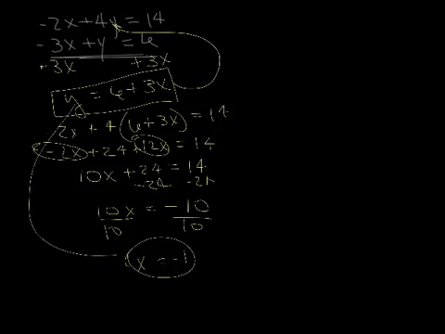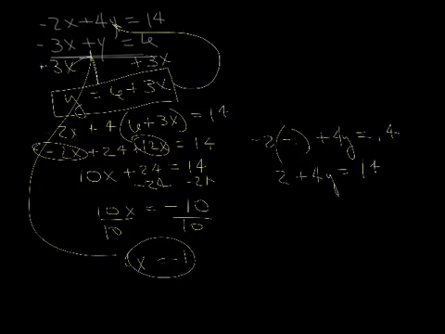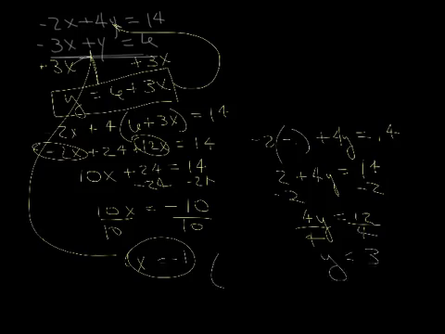Then I take my negative 1, plug it into one of my original ones. Let's take the top one this time. We said that x is negative 1. So I have 2 plus 4y equals 14. Subtract 2, subtract 2. 4y equals 12. Divide by 4. y equals 3. So x is negative 1, y is 3. And I'm done.